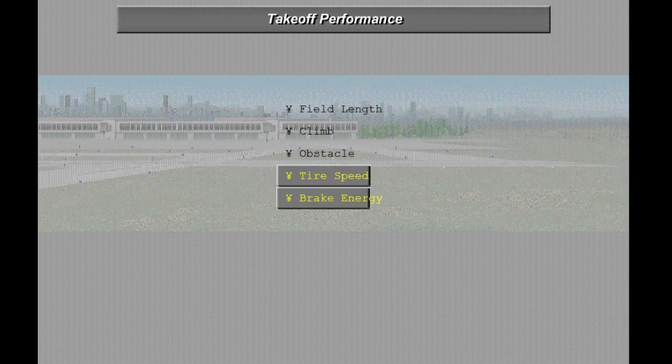This lesson covers the maximum tire speed limitation and the maximum brake energy limitation. The maximum tire speed limitation restricts the maximum speed of the airplane while on the ground. The tires are certified to a maximum speed. The rating is given in miles per hour. The airplane's ground speed must not exceed the maximum rated tire speed.